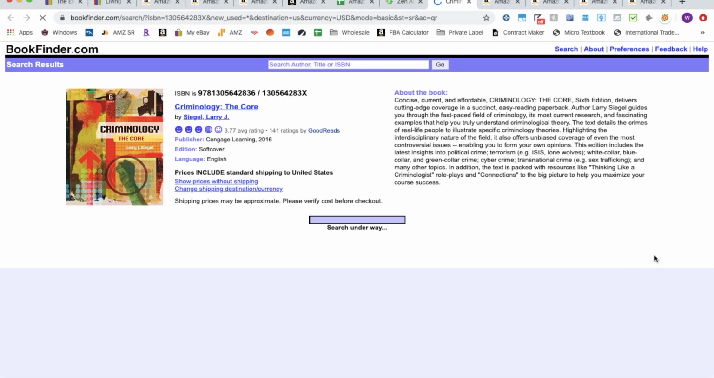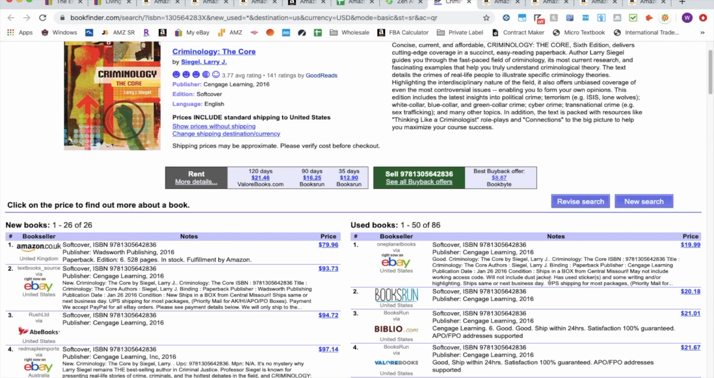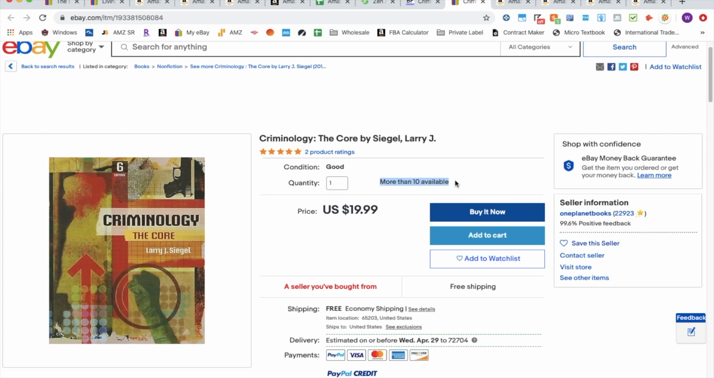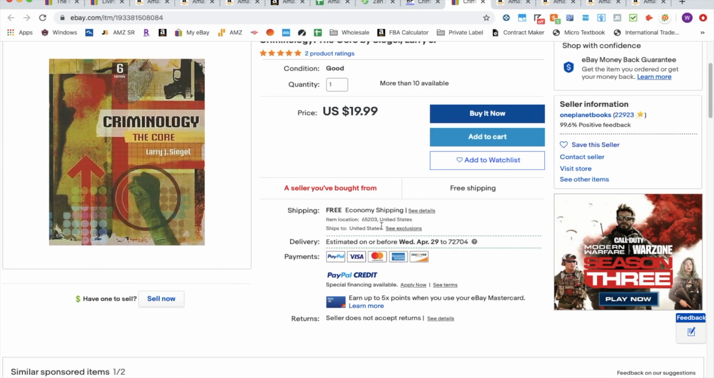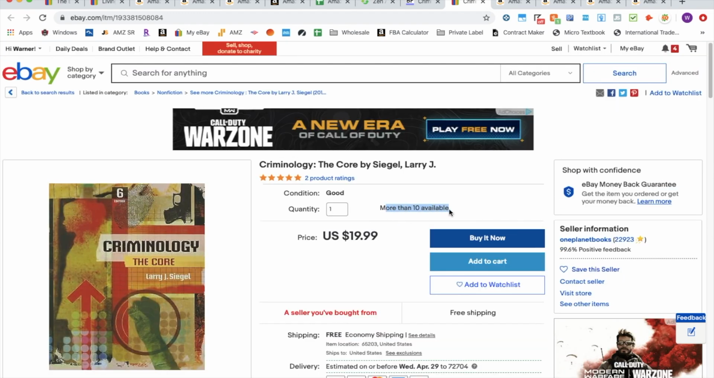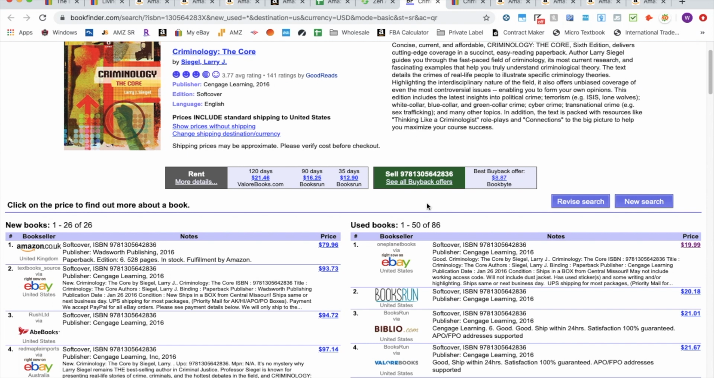So let's see if we can find anything for cheap on Bookfinder. We got one for 20 here. Let's see if this is the real book since it's eBay. And no. And they do have more than 10 in stock, which means that lots of people who are doing Zen Arbitrage might see this and get in on the same listing with 1 or 2 copies. So that's not super great.